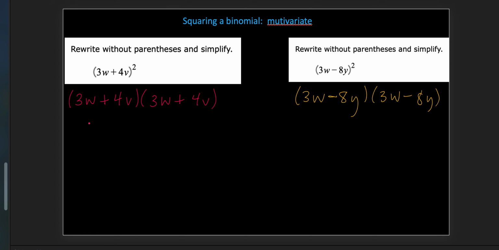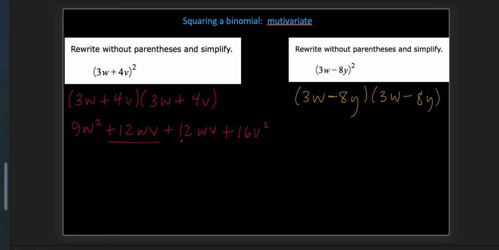But back to this one, when we use FOIL, F for first, 3w times 3w is 9w squared. O for outer is 3w times 4v, and so that's plus 12wv. Just put the letters together and put them in alphabetical order. Is that alphabetical order? D, V, W, oh, well, maybe not. And then the inner is 4v times 3w, so that's also 12. I'll just make it wv, who cares? Make it the same so I can recognize that later. The last position is 4v times 4v, so that's 16v squared.